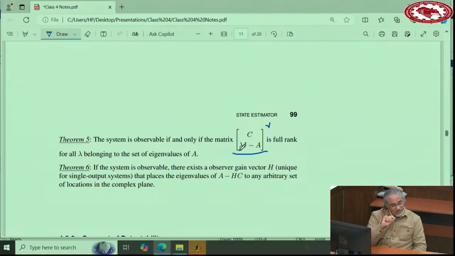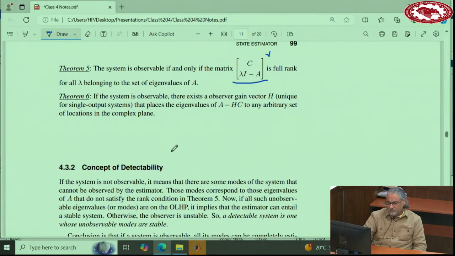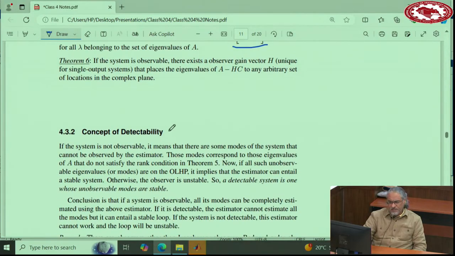And especially, again, if it's unstable, this is a bad situation that you cannot really do anything about. So you need to use a sensor. And detectability is similar to stabilizability. So if there is an eigenvalue which is on the right side of the complex plane and you cannot estimate it, it's not observable, then the system is not detectable.